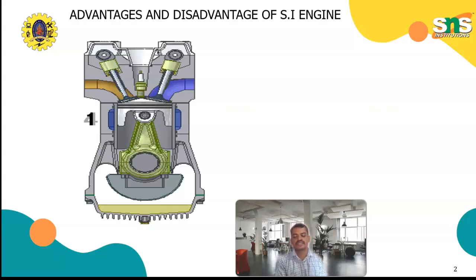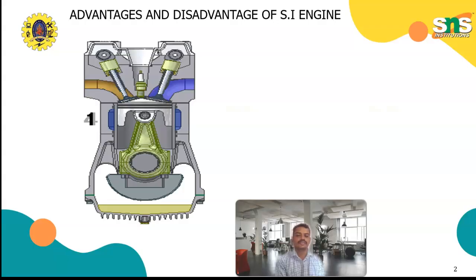The disadvantages. More complex design: it has more parts, valves, camshaft, engine block, etc. It makes the engine heavier and more difficult to maintain. Low power output: it produces lower power than a two-stroke engine of the same size, because it fires once every 2 revolutions. Higher initial cost: the cost of manufacture and repair is higher due to the complexity and number of components.